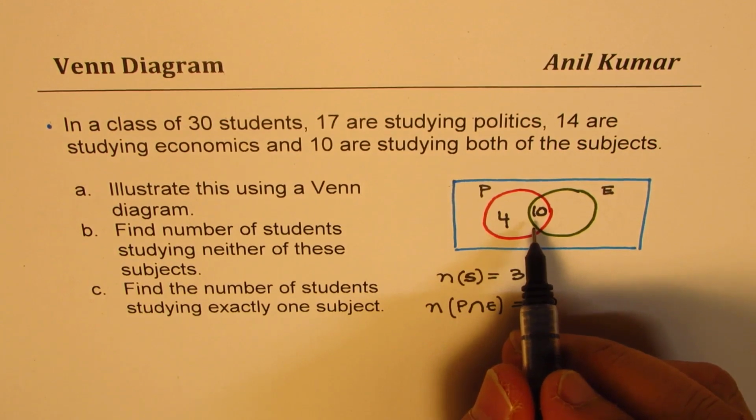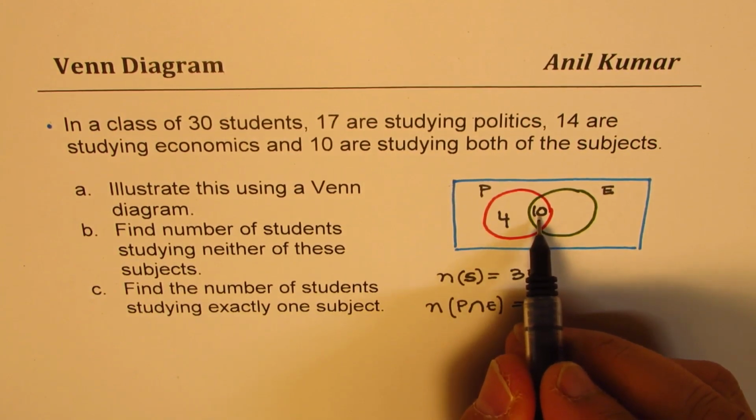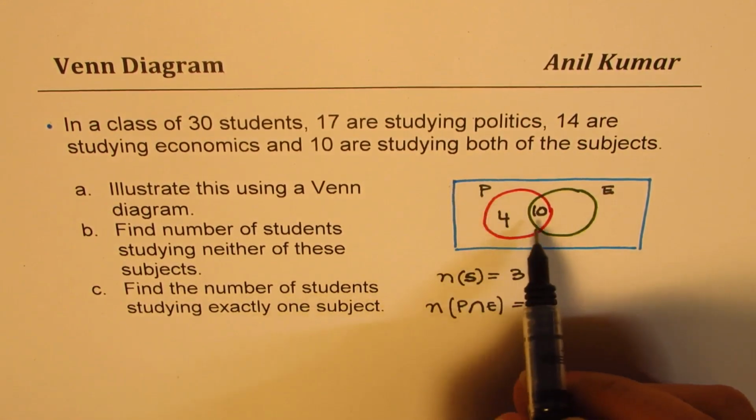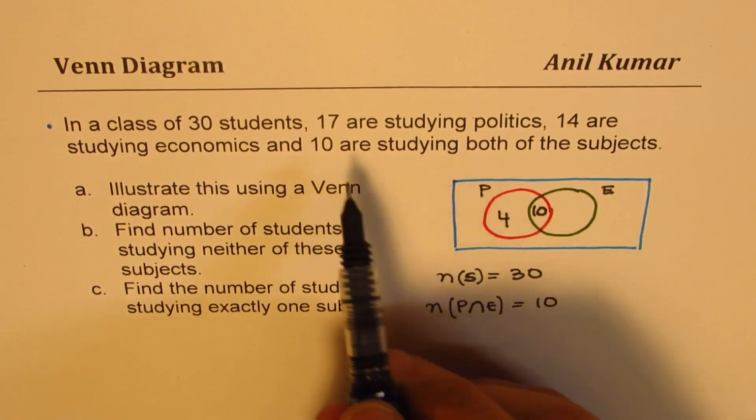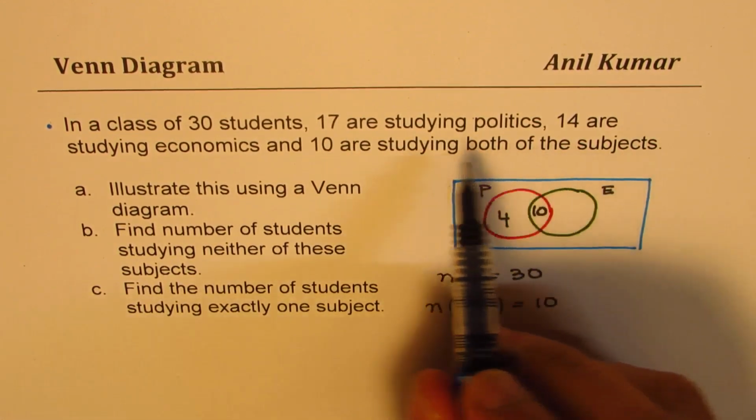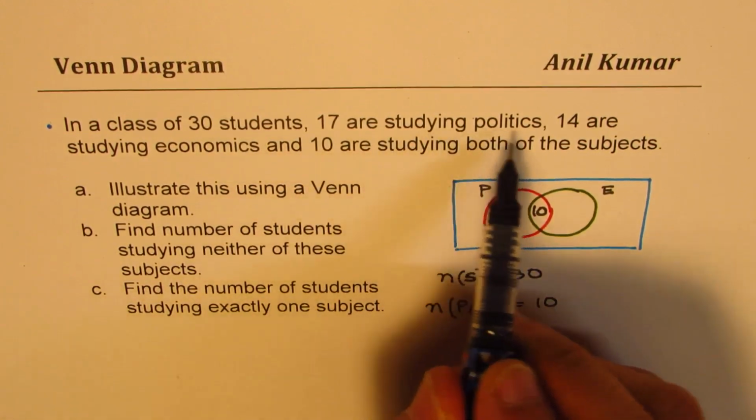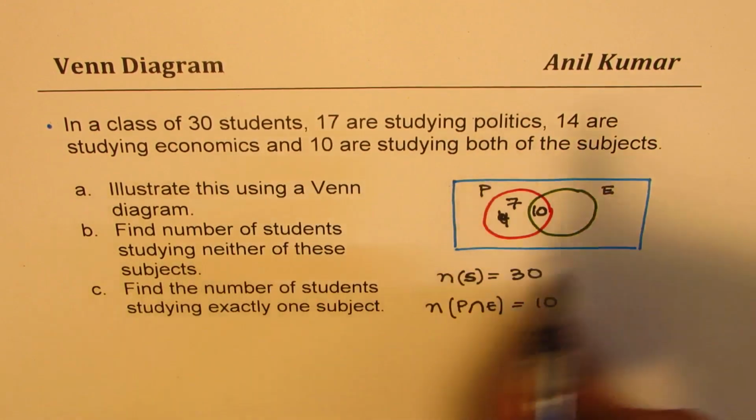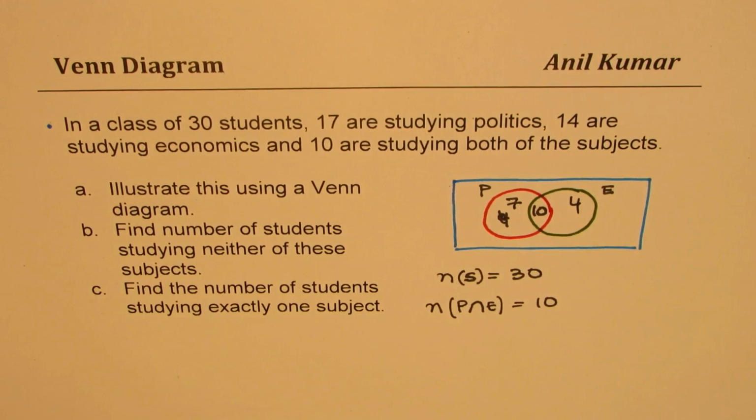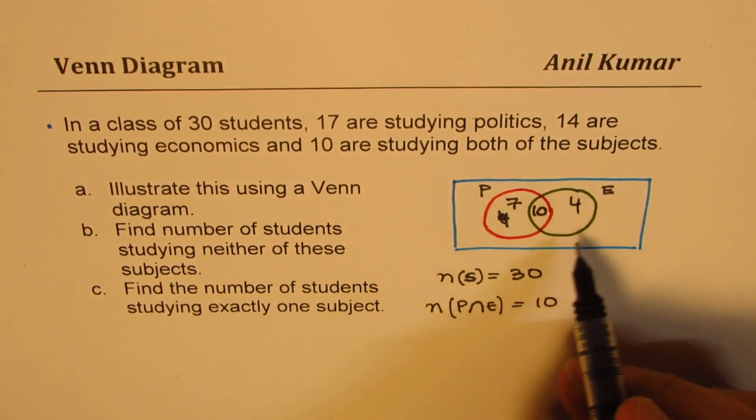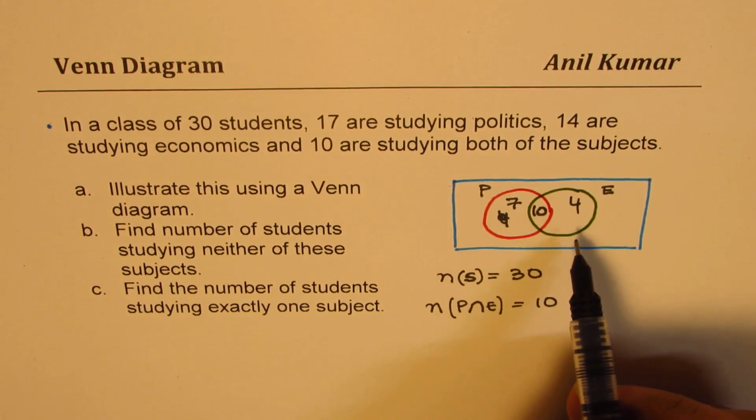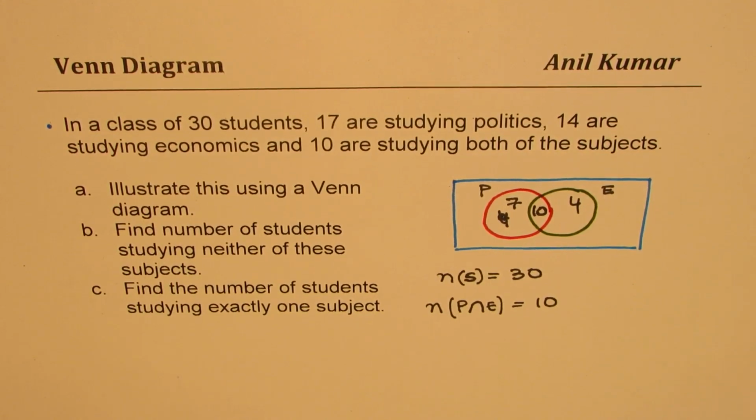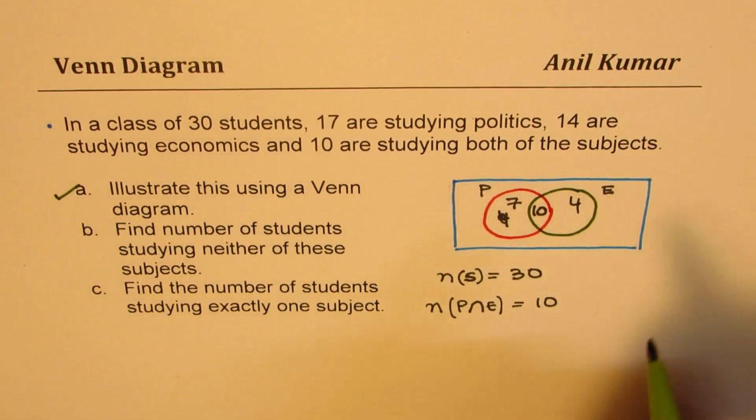I hope that part is clear, right? So 4 plus 10 becomes 14, right? So that will give you the answer for the distribution of politics. So 10 of these are doing both the subjects. 17 are studying... I read it wrong. 17 are studying politics, so only politics will be 7. 17 are studying politics, 14 are studying economics. So 4 will come on the economics side. Is that clear to you? So that is how you are going to show the information on a Venn diagram. Now we can answer all the questions. So first part is done for us. The Venn diagram is right there, right?